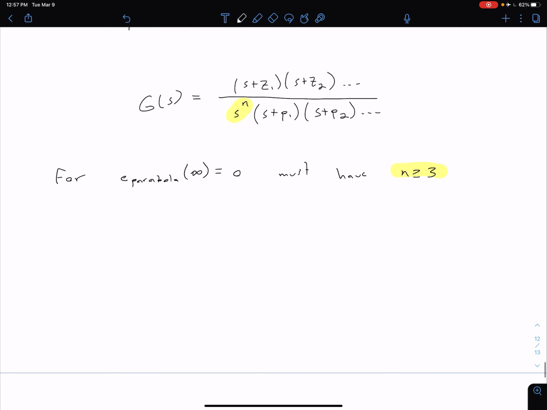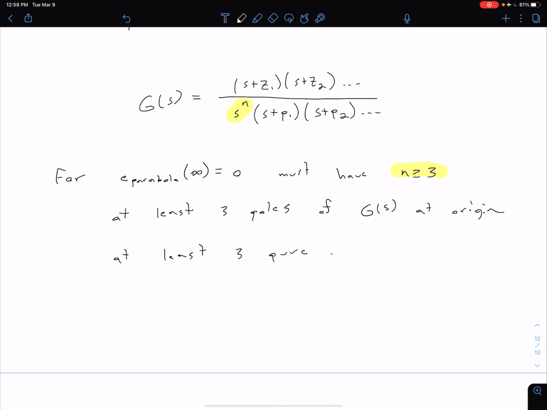Okay, so again, remember there's a couple different ways that we can say this. We can say this is also the same as saying we have at least 3 poles of g of s at the origin. And we can also say this is at least 3 pure integrations in g of s using our Laplace transform properties. So at least 3 pure integrations in our open loop transfer function g of s. And so again, recall that all 3 of these are just saying the same thing in a different way.